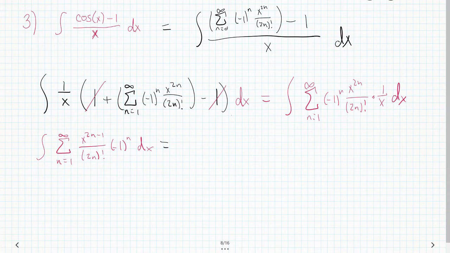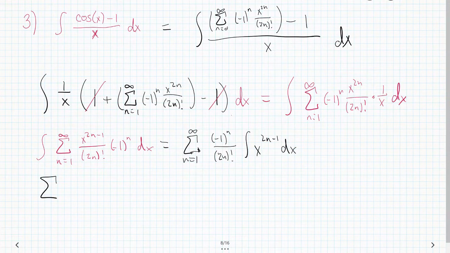Okay. So this thing becomes, let's start with the summation, pull out all the stuff with the n in it. N equals 1. So it's important on our index to be at the right spot. N equals 1 to infinity, -1 to the n over 2n factorial, and then the integral of x to the 2n minus 1 dx, and so we add 1.